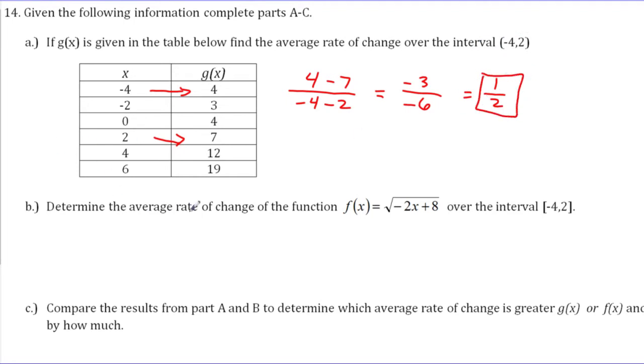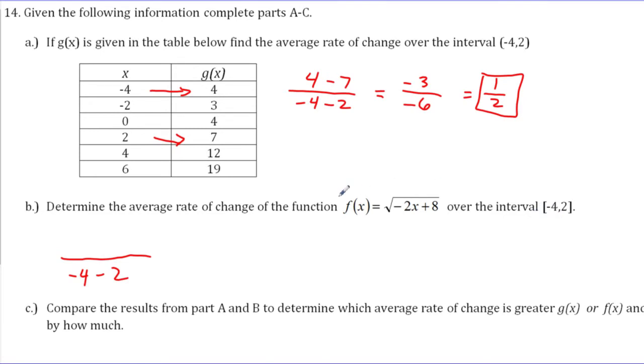That's part A. Okay. Part B is asking me to do an average rate of change as well over the same interval, except this time they're not generating a table for me. They're just saying, here's the function. F of x is the square root of -2x plus 8. So we're still going to say, for our problem, that the denominator is, let's subtract, okay, the interval values, the -4 and the 2. Okay.